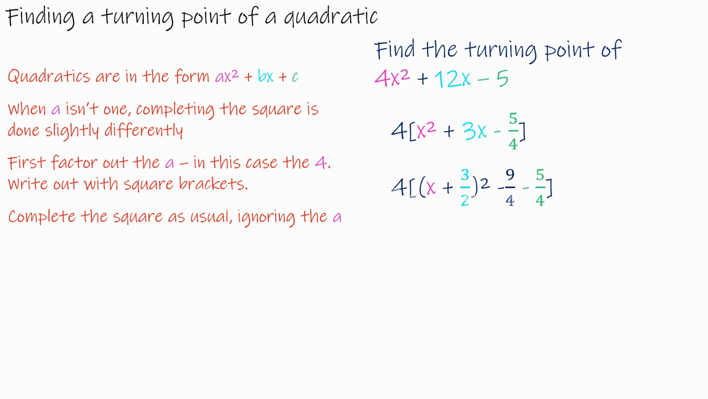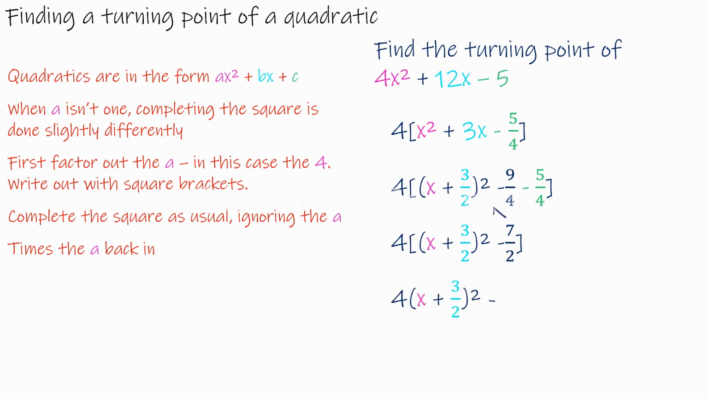And this will give us an answer of x plus 3 over 2 squared minus 9 over 4 minus 5 over 4. And then we can keep going to get 4 times x plus 3 over 2 squared minus 7 over 2. Again, we're just ignoring the 4 for now until at this point where we're going to times 4 back through this whole thing. So we're going to have 4 times x plus 3 over 2 squared minus 14, as we've just timesed both parts by 4. And now we need to times our 4 through the bracket, as currently it's outside the bracket and we can't work it out quite from there.